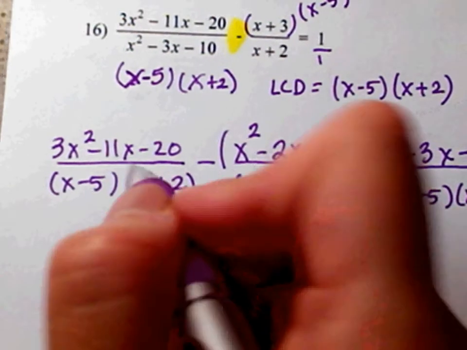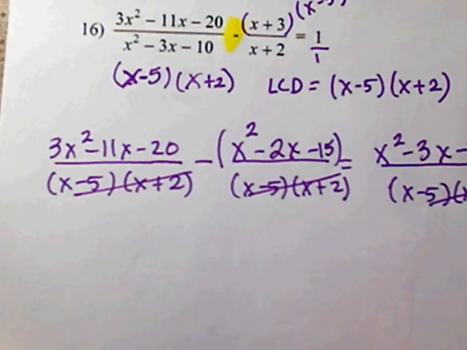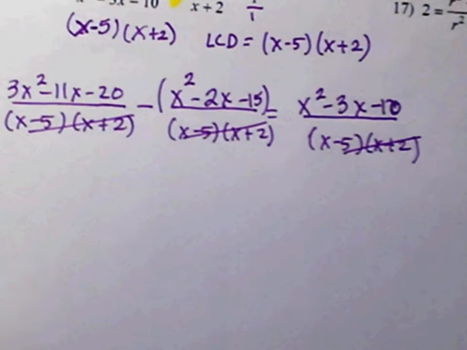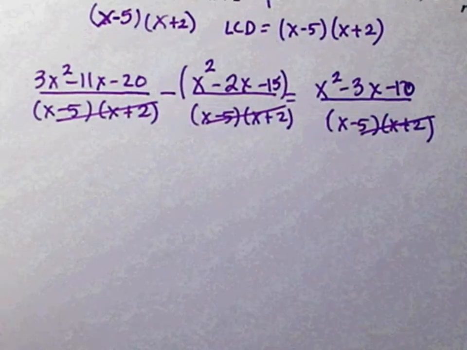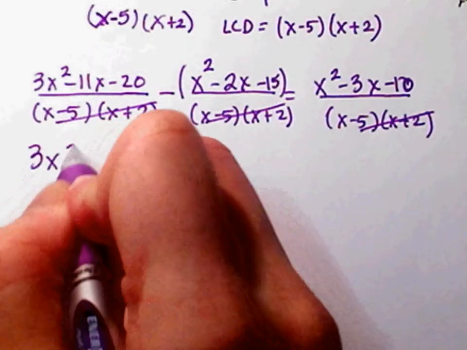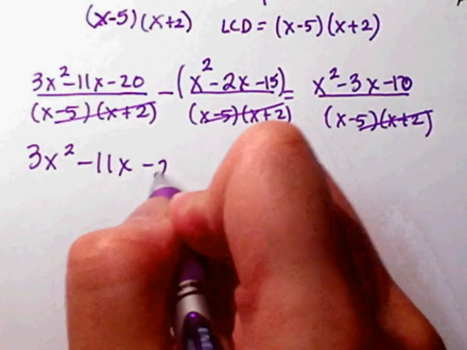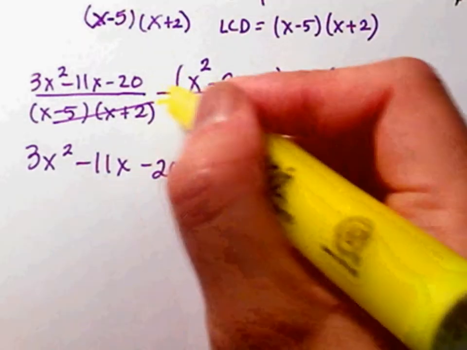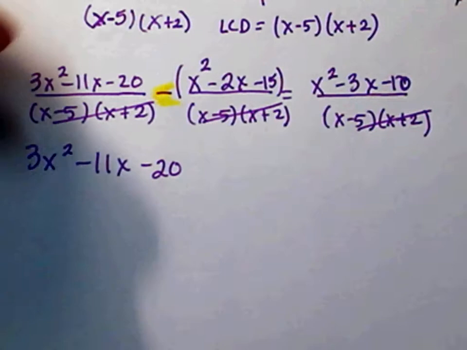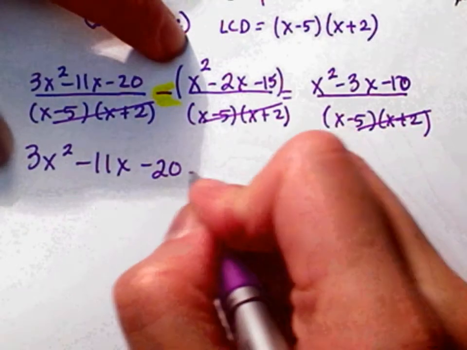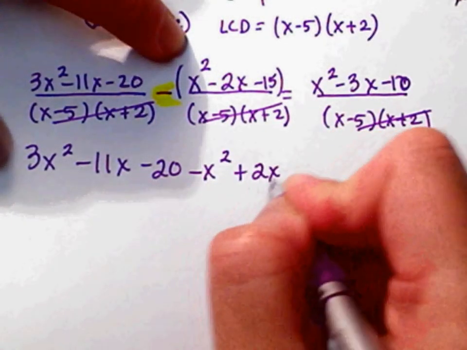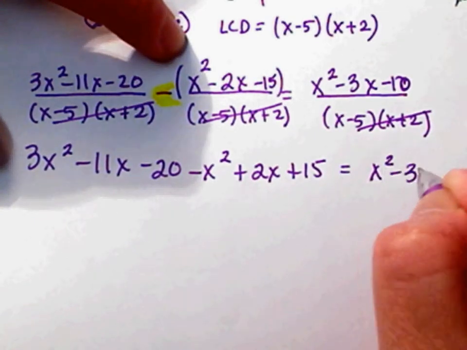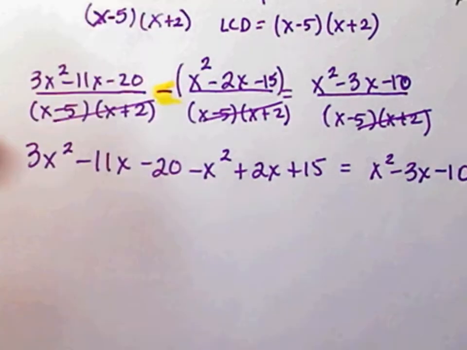Cancel all your denominator. I'm going to scoop this up just a little bit so you can see it all. Okay? Let's rewrite. 3x squared minus 11x minus 20. Remember how I told you to be cautious of this negative right there? Changes all that sign, guys. Minus x squared plus 2x plus 15 equal x squared minus 3x minus 10. Make that up just a little more. Okay? Kind of a long problem.